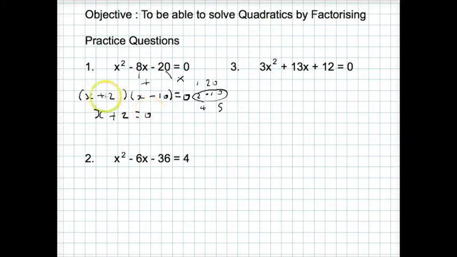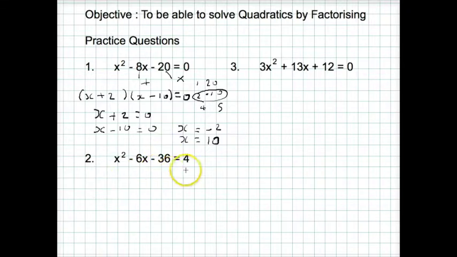Now I could have done it the other way around. I could have divided both sides by x plus 2, and then 0 divided by x plus 2 would have left me with x minus 10 equals 0. Now, if I then solve these similar equations by taking the 2 over to the other side, taking the minus 10 over to the other side, my answer's just going to be x equals negative 2 and x equals positive 10. Now you don't really have to go through this process when you've got a simple one like this. All you can see that's happened is once I've factorised it to get the answers, I've just changed the signs for each of them.